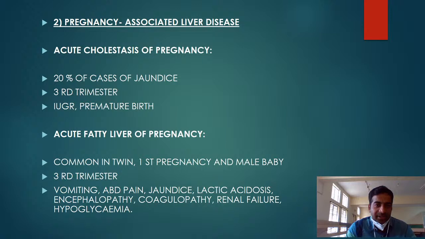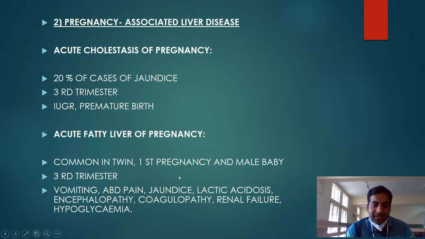Acute cholestasis of pregnancy, 20% of the cases of jaundice, you see acute cholestasis of pregnancy, more commonly seen in third trimester. Mainly they present with intrauterine growth retardation with premature birth. So acute fatty liver of pregnancy is very common, mainly seen more commonly in twins, first pregnancy and male baby, usually seen in third trimester. Patient may present with vomiting, abdominal pain, jaundice, lactic acidosis, encephalopathy, coagulopathies, renal failure, and hypoglycemia. So this is acute fatty liver of pregnancy. Both are seen in third trimester.